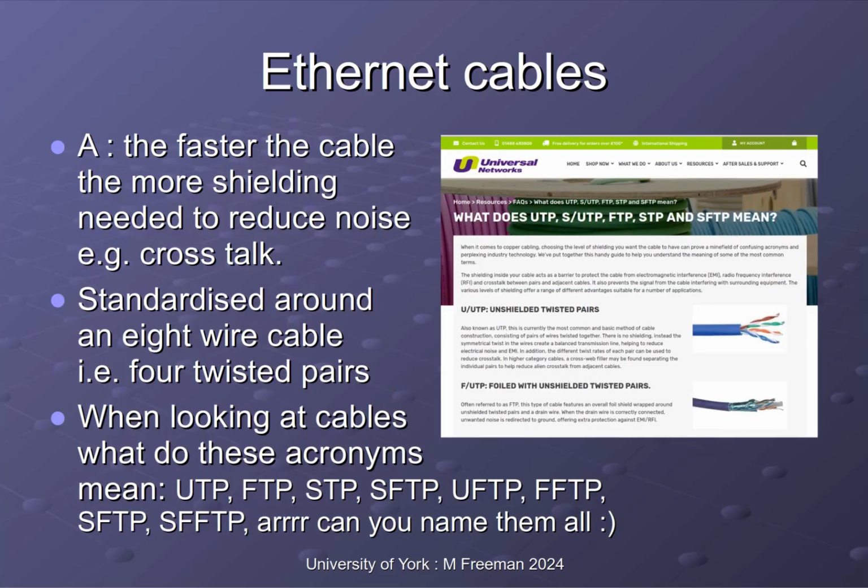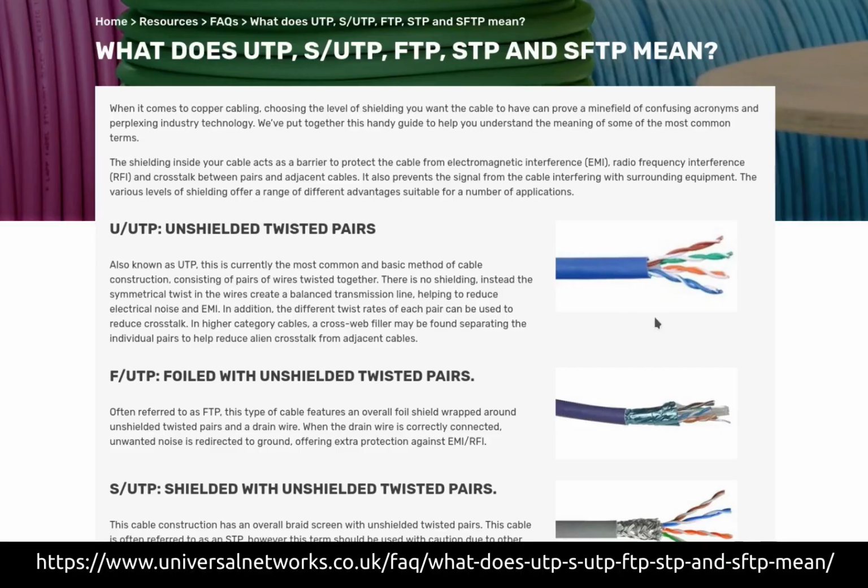So these cables will fall under the categories of UTP, FTP, STP, SFTP, UFTP, FFTP, SFTP and SFFTP. Can you name them all? But basically, we've got ever increasing amounts of shielding to protect our signals, to stop crosstalk, to stop our signals being corrupted by external electromagnetic interference. So to see what they actually look like, we can have a quick pop to this webpage. So a normal Cat5 cable is a UTP cable. It's unshielded twisted pairs. So you've just got 4 twisted pairs of cables that your data is sent along. So there's no shielding between the various cables and there's no shielding from outside noise sources.